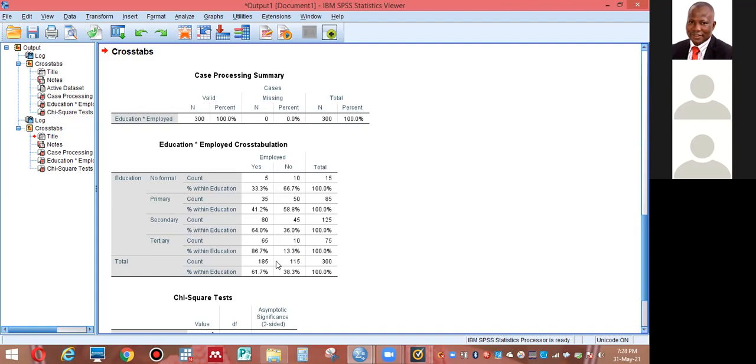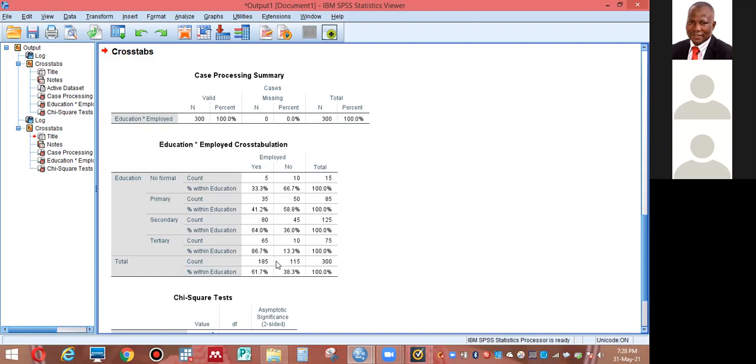Sometimes you may observe that it decreases or increases, but when you do the chi-square for trend, it's not significant. It shows that the trend is just due to chance. You cannot say that employment status varies with level of education. Do you understand now? Now I want you to go back.